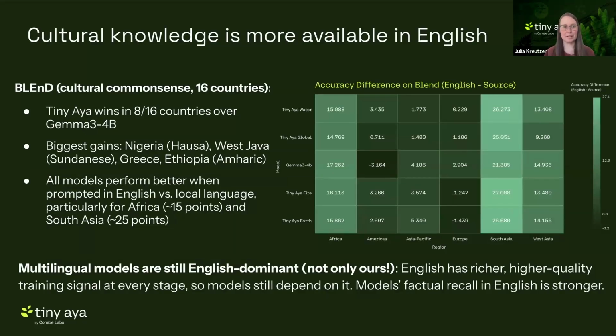And this is another benchmark for cultural common sense, and same story, pretty competitive with other models around, and specifically in particular regions. This was by country: Nigeria, West Java, Greece, and Ethiopia. But all models perform better when prompted in English versus the local language. So it seems like multilingual models are still very English dominant, not only ours. That is the case for all of the small models that we evaluated, because it seems that English has a richer and high quality training signal at every stage, so models depend on it. And models' factual recall in English is also stronger.